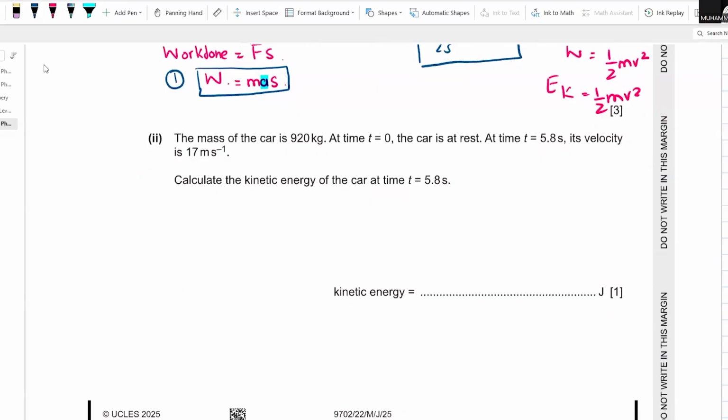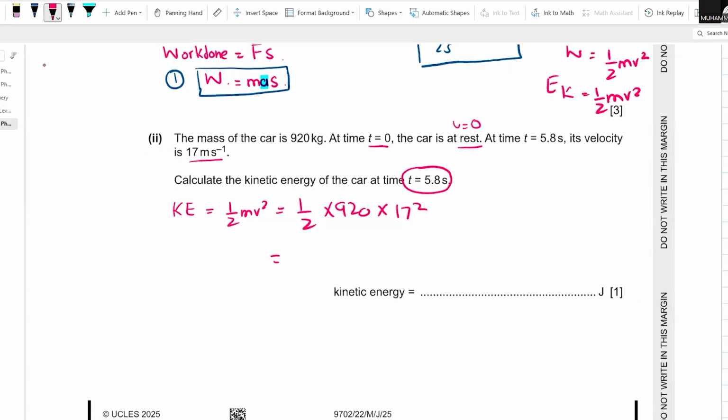The mass of the car is 920 kg. At time t is equals to 0, the car is at rest. Okay. At time t is equals to 0, the speed is 0. At time t is equals to 5.8 seconds, its velocity is 17. Calculate the kinetic energy of the car at a time of t is equals to 5.8 seconds. How can you calculate the kinetic energy of the car? 1 upon 2 mv square. 1 upon 2 into the mass, that is 920, into the velocity square, that is 17 square. What does this answer come out to be?